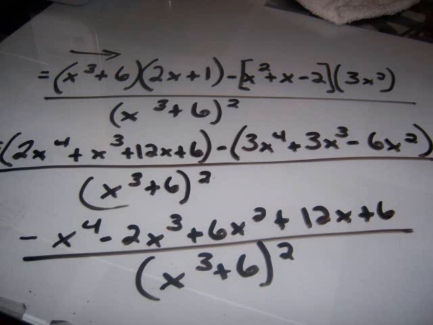This slide shows a continuation of the previous function. First, we will multiply the two factors, combine like terms, and simplify, resulting in the answer of negative x to the fourth minus 2x cubed plus 6x squared plus 12x plus 6, all over x cubed plus 6, squared.